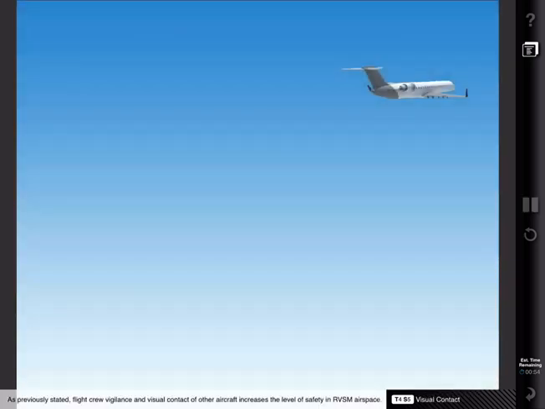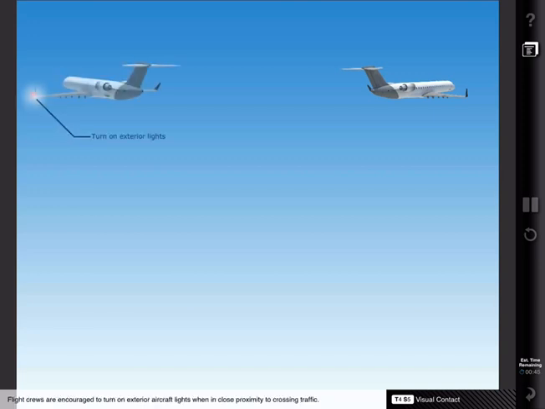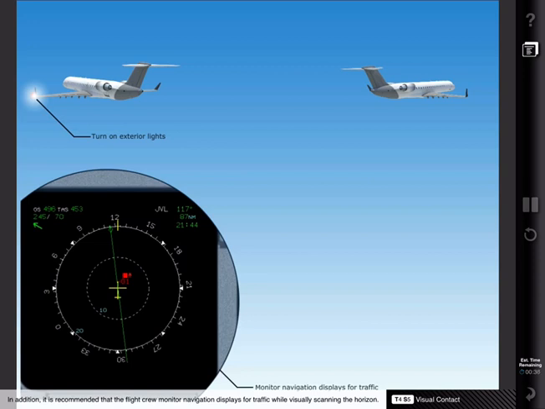As previously stated, flight crew vigilance and visual contact of other aircraft increases the level of safety in RVSM airspace. Flight crews are encouraged to turn on exterior aircraft lights when in close proximity to crossing traffic. In addition, it is recommended that the flight crew monitor navigation displays for traffic while visually scanning the horizon.